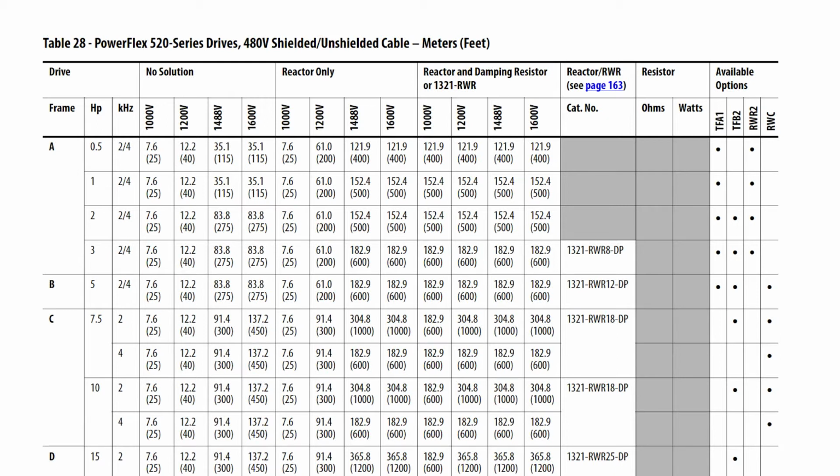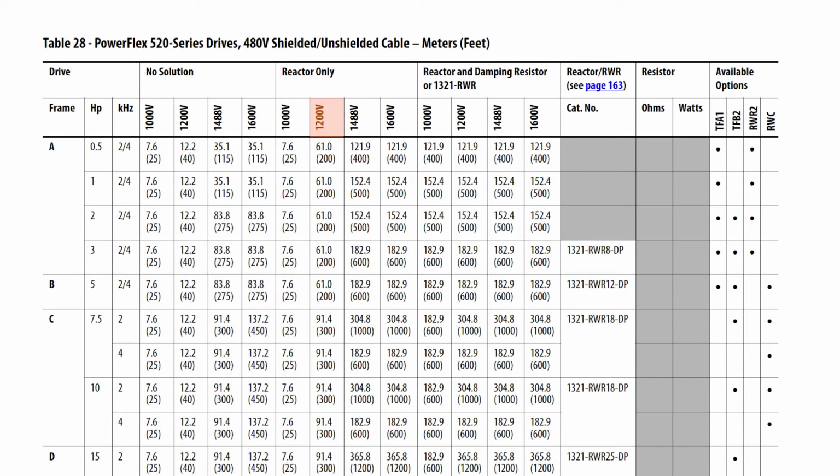For this example, let's assume we're using an older motor which has a 1200 volt insulation rating. So for the 1200 volt, we come down to our 5 horsepower, and we can see we can go 40 feet without having any potential for issues. Well, that's not very far.